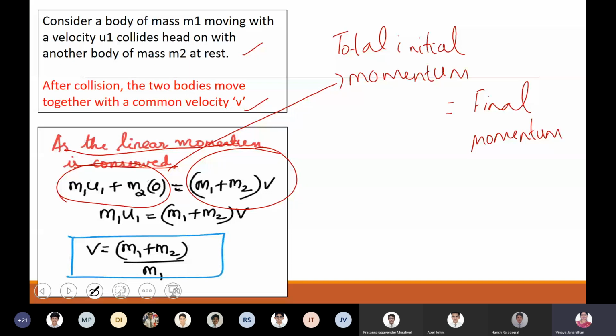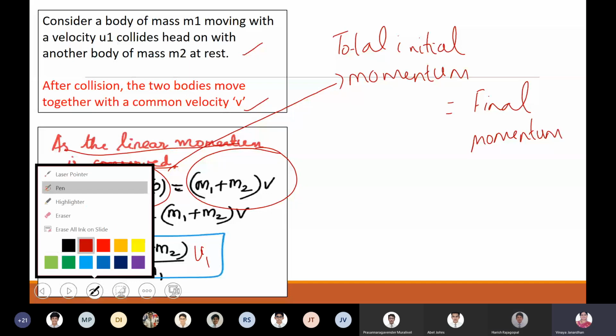So total initial momentum must be equal to final momentum. You have two bodies. The first one is moving with a velocity u1. The second one has a velocity 0. Then the two bodies stick together and move with a common velocity v. So now you get an expression for v. v is equal to m1 plus m2 by m1 into u1. So you have got an expression for v.